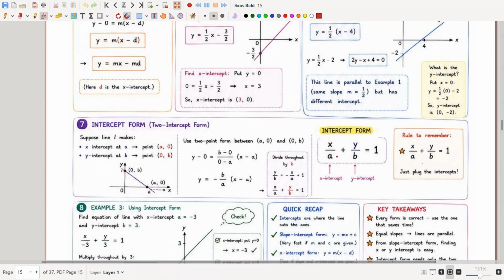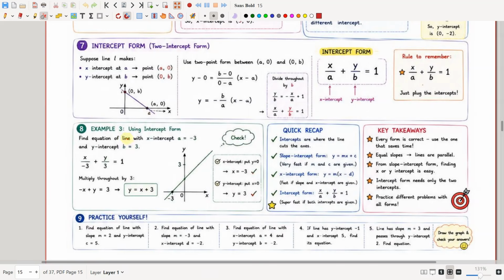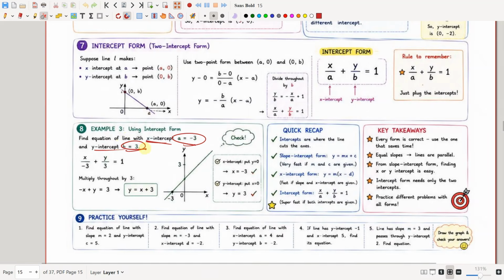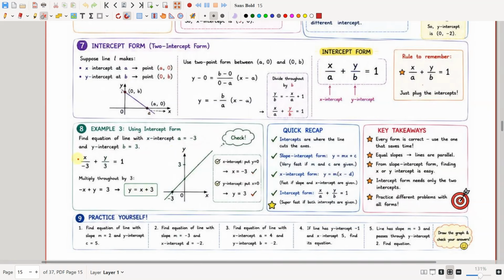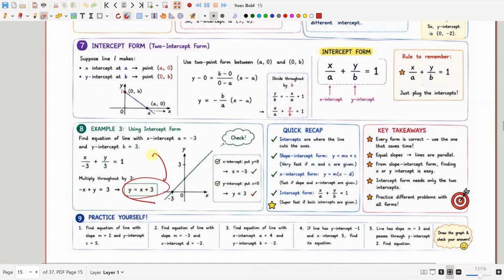Okay, so see the example here. Find the equation of the line with x-intercept a is equal to minus 3 and y-intercept b is equal to 3. So just substitute a and b in this formula. x divided by minus 3 plus y divided by 3 is equal to 1. So multiplying throughout by 3, I'll get minus x plus y is equal to 3. So y is equal to x plus 3 is the line equation for these two intercepts.